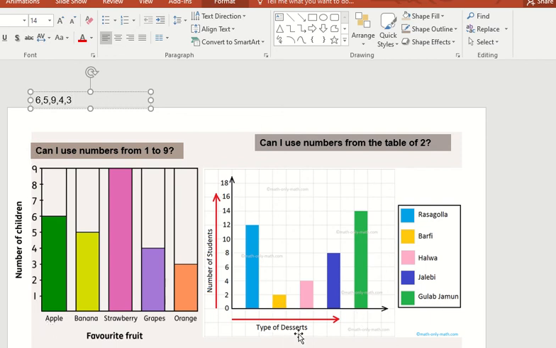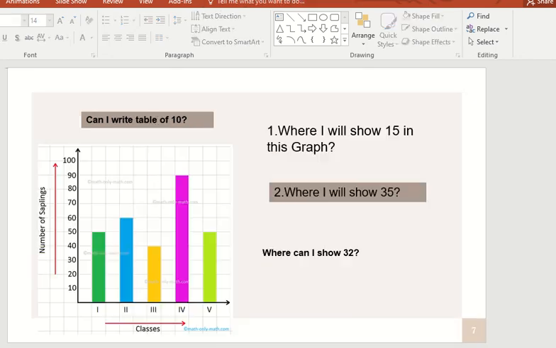In this one, the types of desserts and the number of students who visited them are 12, 2, 4, the blue is 8, and the green one is 14. For this one, I selected my scale for 12, 2, 4, 8, and 14. I can see this is a table of 2, so here I will select my scale as a table of 2. Now I can select according to my data. I can select the table of 10, the table of 3, the table of 4.